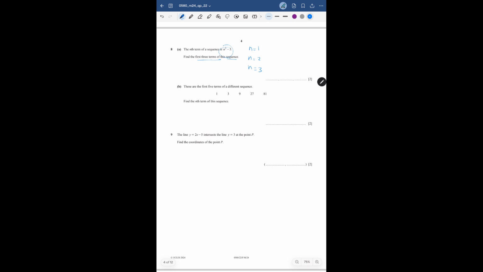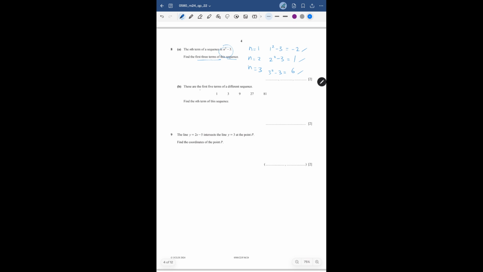When n equals 1, your equation will be 1 squared minus 3, which equals negative 2. N equals 2, 2 squared minus 3, which equals 1. N equals 3, 3 squared minus 3, which equals 6. So your first term is negative 2, second term is 1, third term is 6.